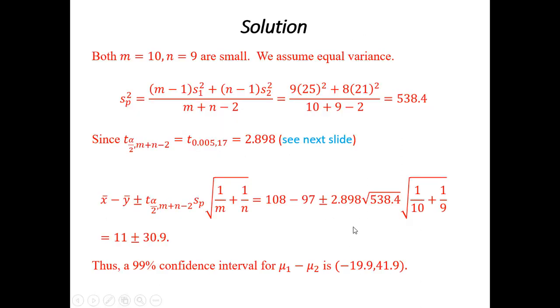All right, so we note m and n, they're both small. We're going to assume an equal variance. So we find our pooled variance here using the formula. So we would work this out. All of this was given. This works out to be 538.4. Remember, that is our pooled variance. We will need a pooled standard deviation later on in one of the later calculations.